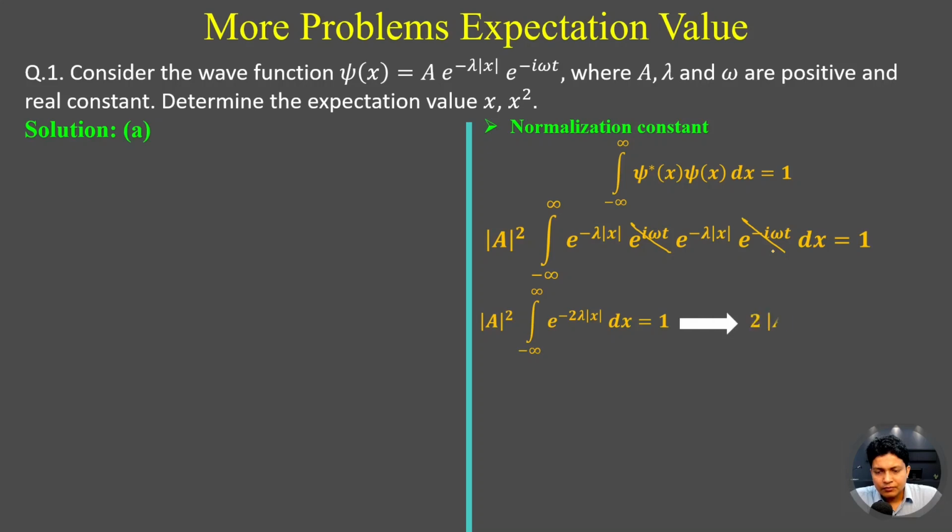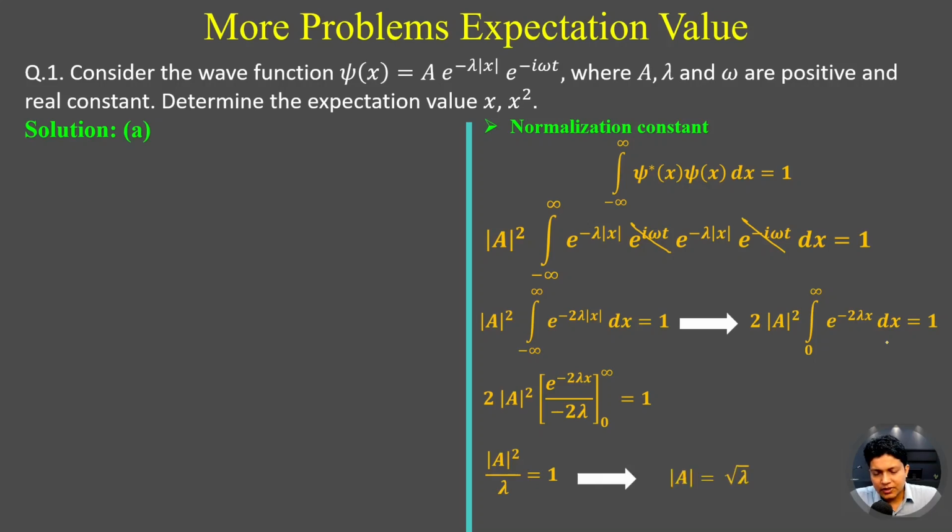And we know that this integrand is an even function, so we can write 2 times mod of A square, integration over 0 to infinity e to the power minus 2 lambda x dx equal to 1. This is a simple integration. If we solve it, this integral will be 2 times mod A square, e to the power minus 2 lambda x divided by minus 2 lambda, with limits 0 to infinity, equal to 1. Now we put in the upper and lower limits, so we get mod of A square by lambda equal to 1, and here we get the value of the normalization constant: mod of A equal to root lambda.